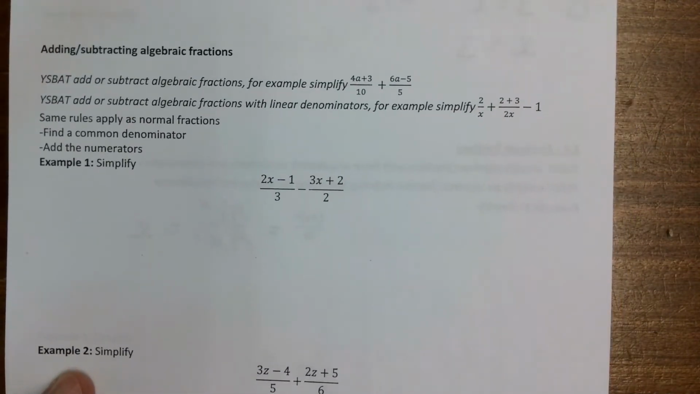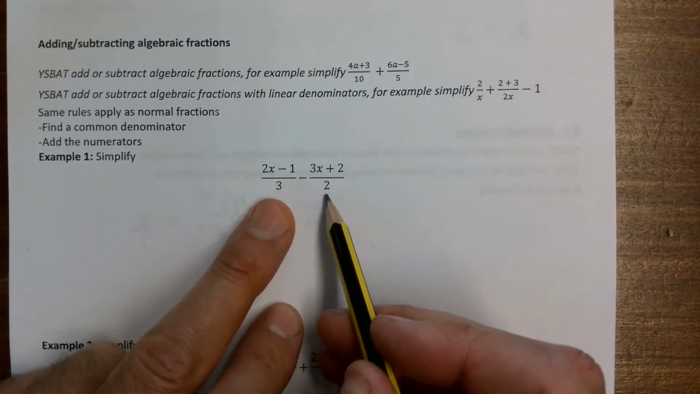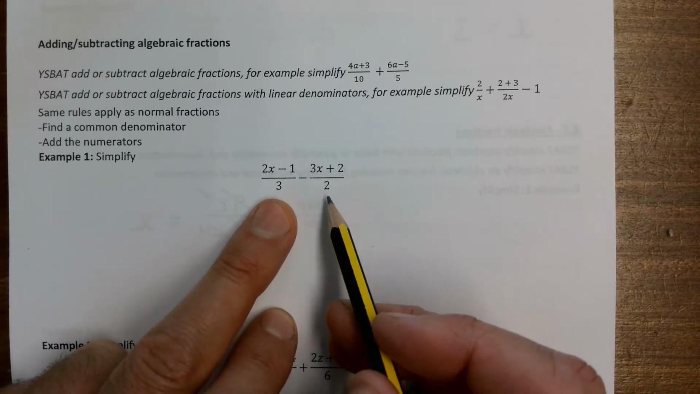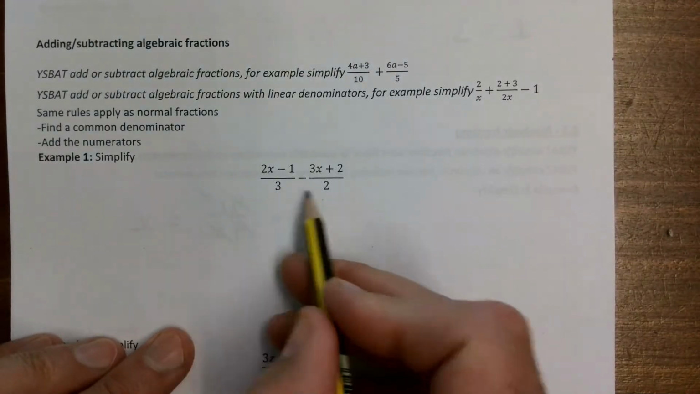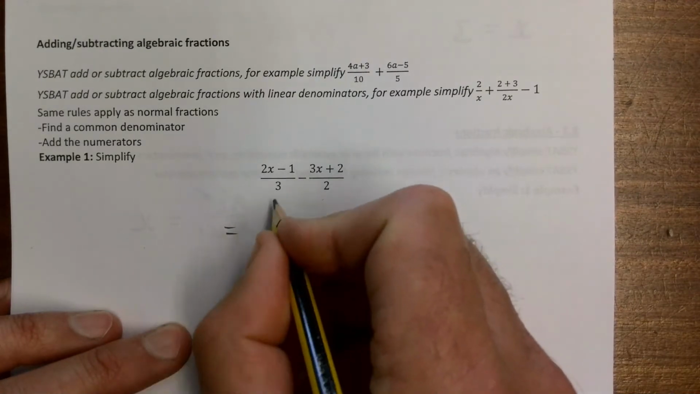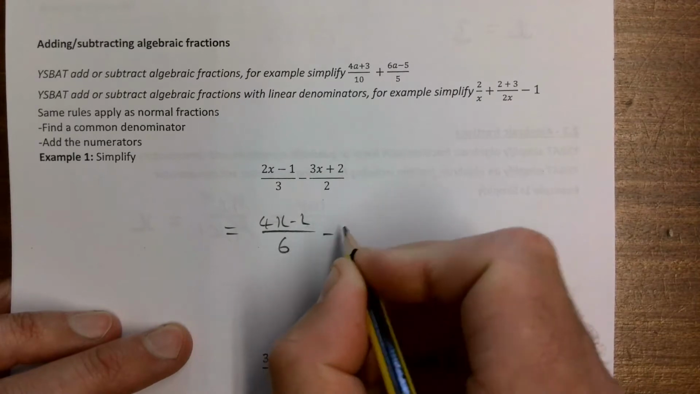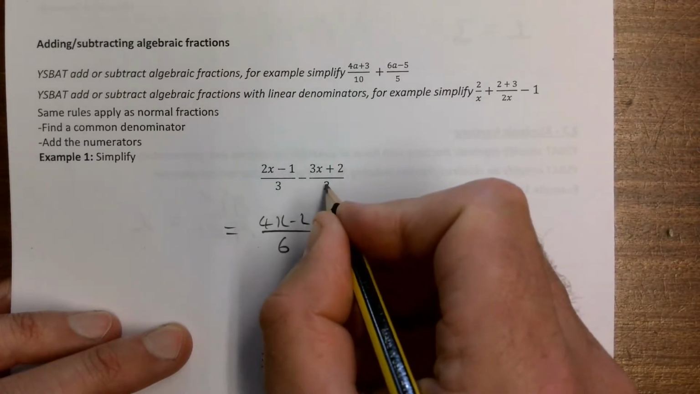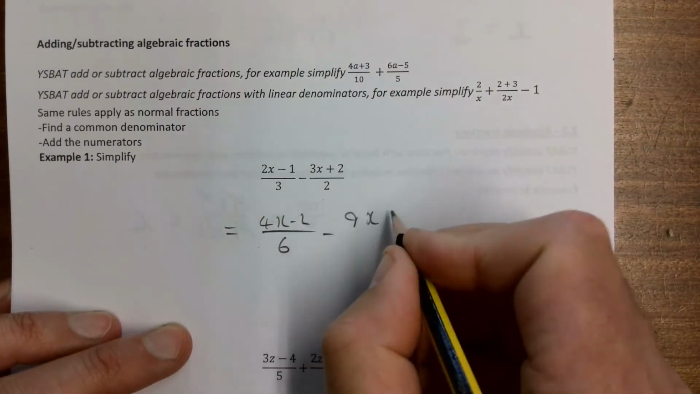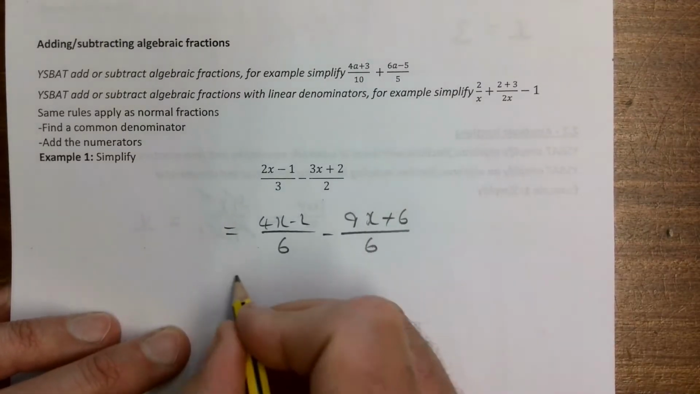Adding and subtracting algebraic fractions. So if it's just numbers in the denominator, it's a little bit easier. We just want to try and make these numbers the same. So I'm going to rewrite this when we make the denominator then of 6. So times top and bottom this one by 2. So we get 4x minus 2 over 6. Take away times the top and bottom this one by 3, obviously. 9x plus 6 all over 6.